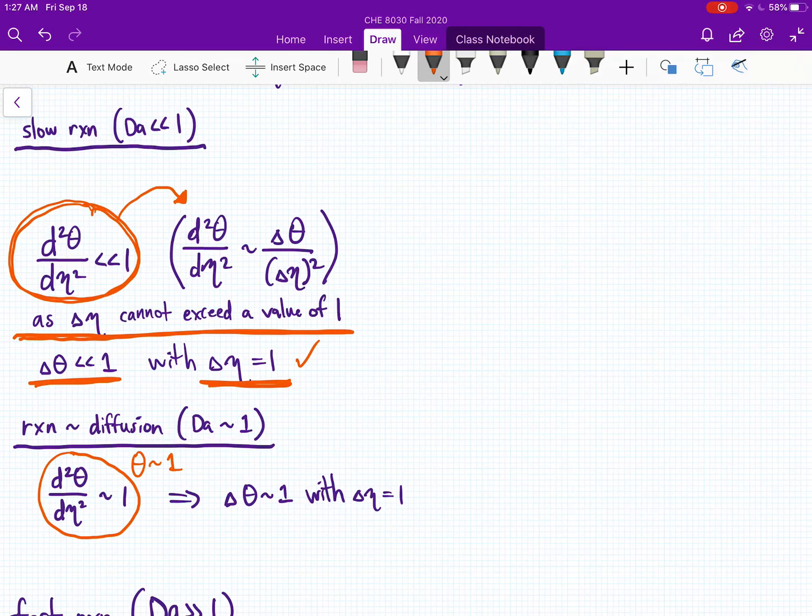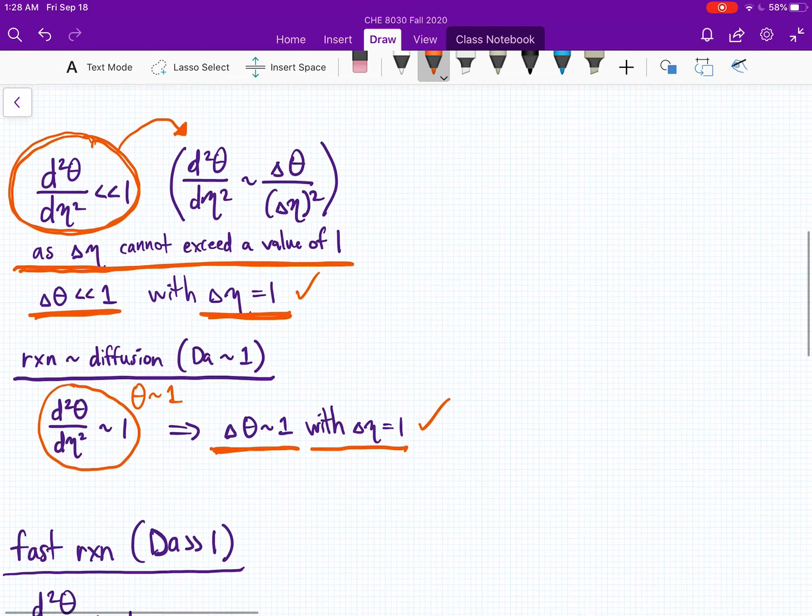We can infer from that that our delta theta is on the order of 1, with delta eta being equal to 1. So again, what we're saying physically is that we have this reaction of reactant A being converted to product B, and that reaction is occurring over the entire thickness of the film. So we feel comfortable with that length scale being the thickness of the film that we're choosing to scale our y variable.